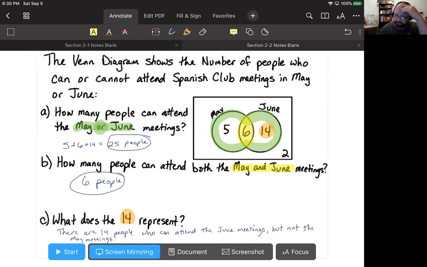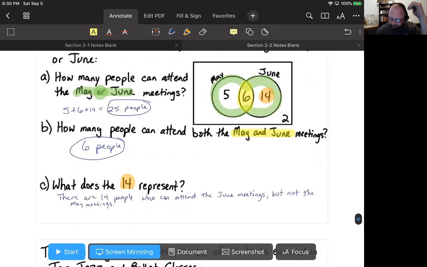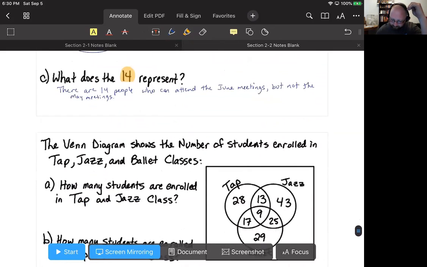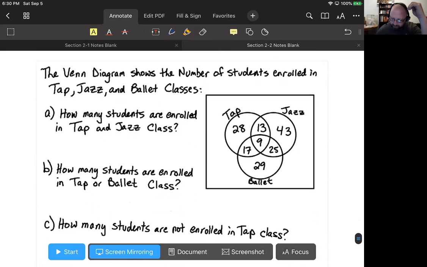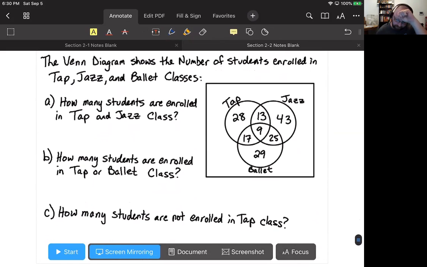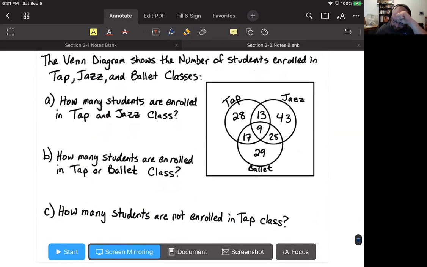Let's do another one. This one's going to be more complicated because instead of only having 2 sets, we're going to take it up to 3 sets. So here's a Venn diagram showing the number of students that are enrolled in tap, jazz, and ballet classes. Okay. Now notice that when 3 circles intersect, there's a lot more things that we could ask. Don't freak out. You can handle this. You just have to think graphically.